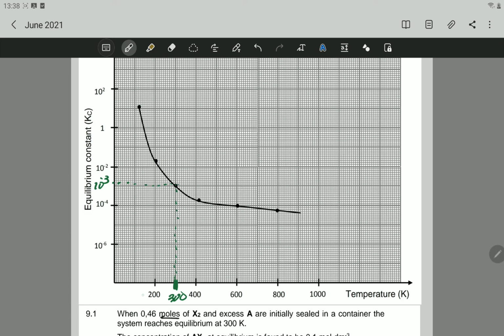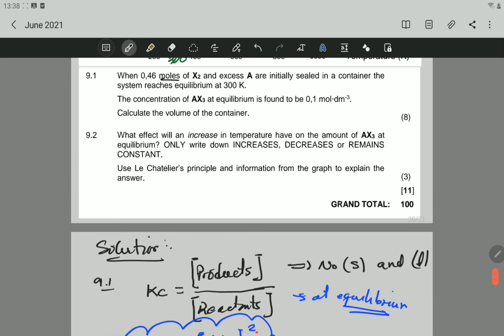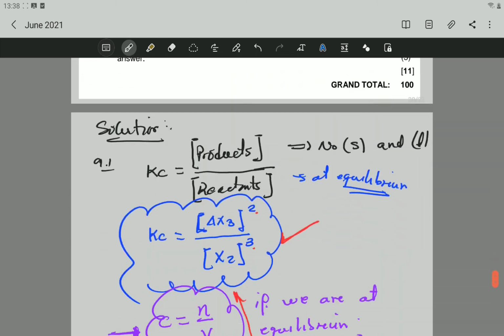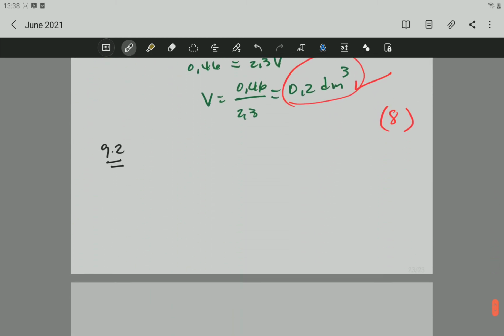You can see that as you increase the temperature, it says here, an increase in temperature has a decrease in the Kc, and therefore will have a decrease in the product. A decrease in Kc will have a decrease in the product. So the first answer is decrease. Now, how to explain this one? From the graph, you can see that the Kc decreases as temperature increases. So I will probably write that one.